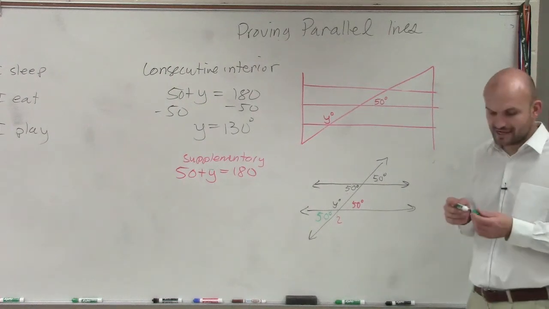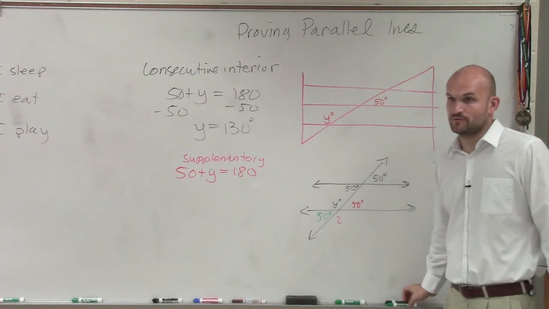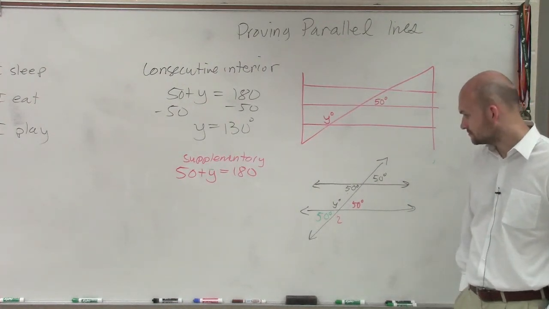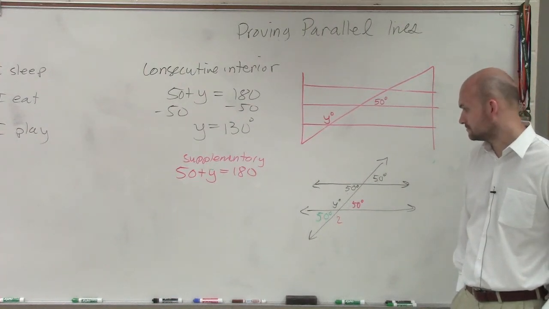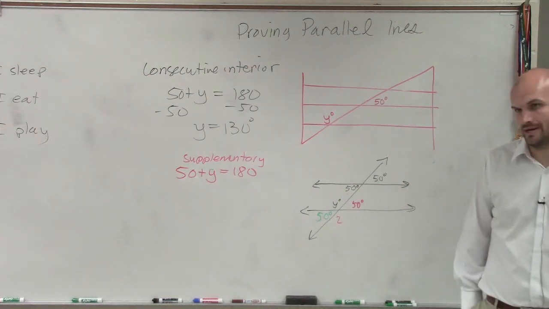So guys, there's multiple different ways to do this. You don't have to do it the one way I showed you. But there's multiple different ways. Yes? You said 50 and 50 are verticals, right? Yep. The two verticals plus the other two would have to equal 360, right? Correct.